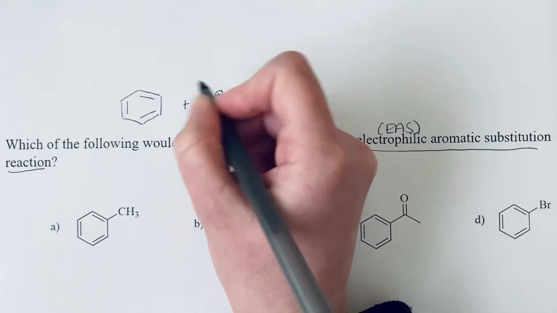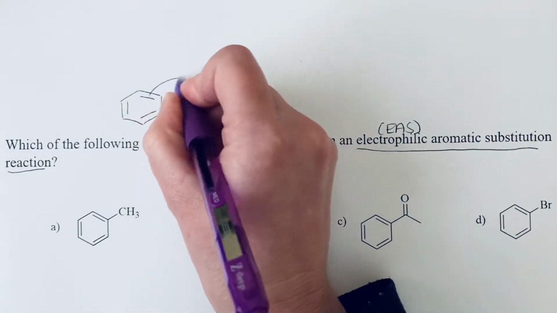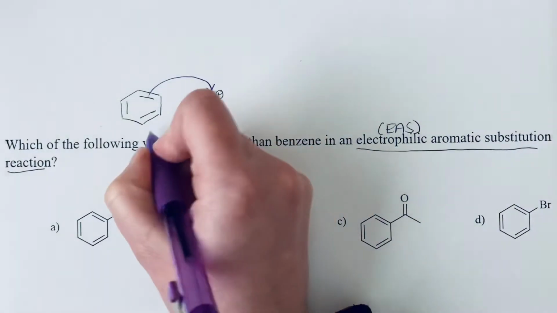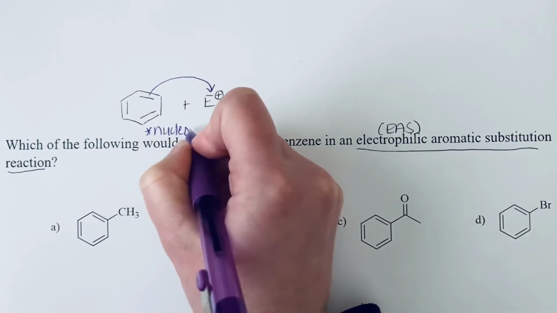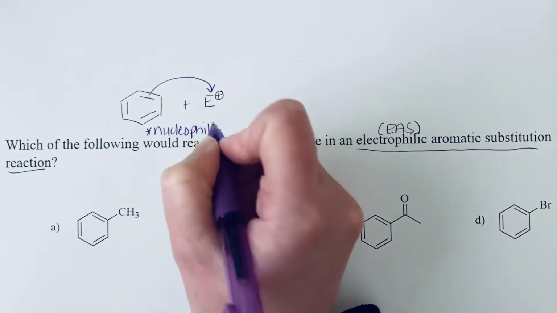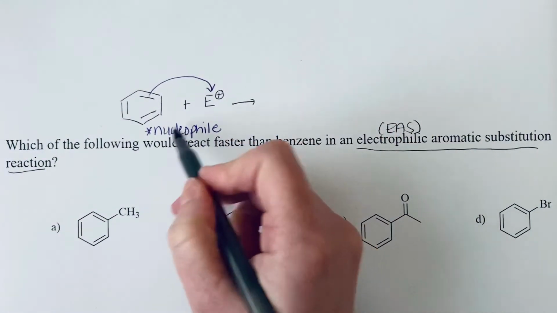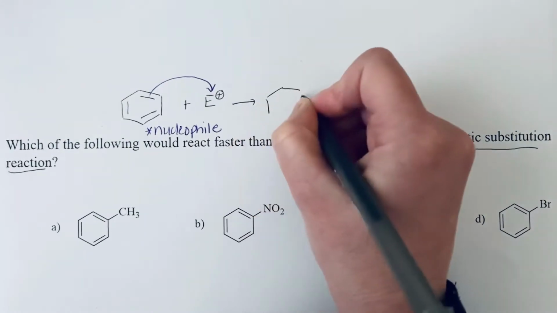So I'm just going to write a generalized electrophile. And so what happens in the first step is that the pi electrons of the benzene ring act as a nucleophile. So this is going to be important to answering this question, understanding that the benzene ring is the nucleophile. And so let's go ahead and draw the rest of this mechanism. Even though we've got the piece we need to answer this question, let's go ahead and draw the whole thing.